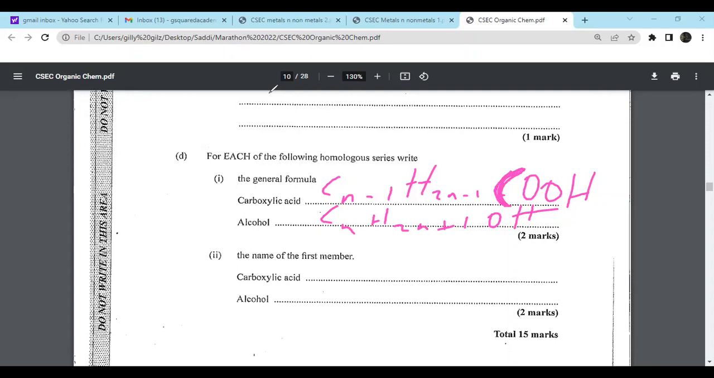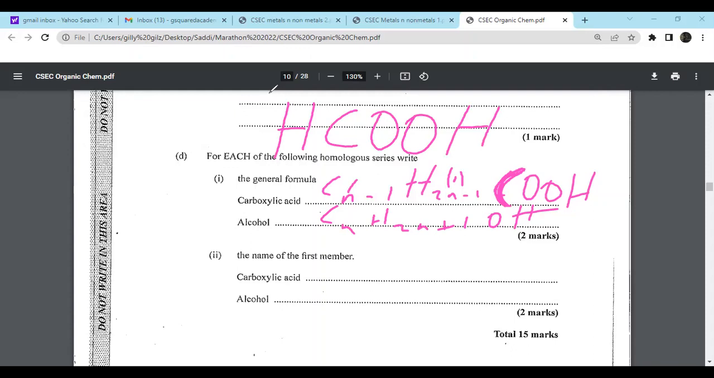Now, since it has 1 carbon, you're going to replace n with 1. So that's 1, and 1 minus 1 is 0. 2 times 1 is 2, minus 1 is 1. Agreed? So the formula would be HCOOH. You see that? So that's how we end up with that.